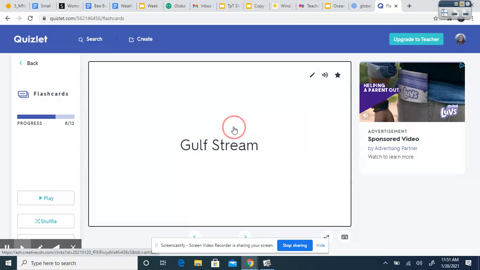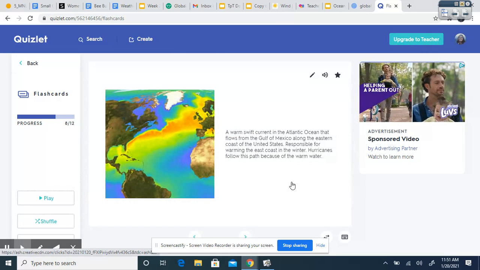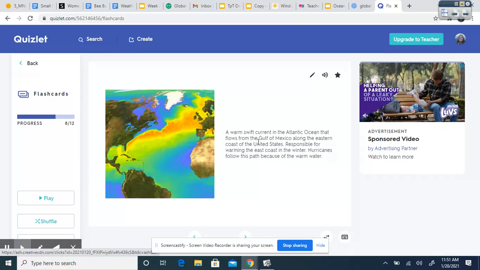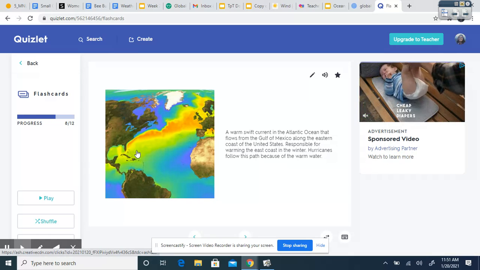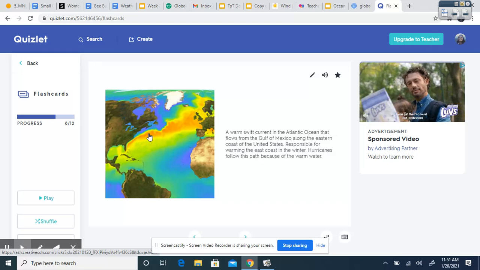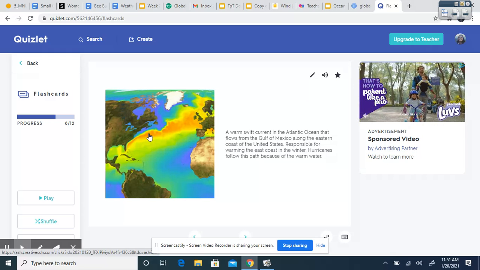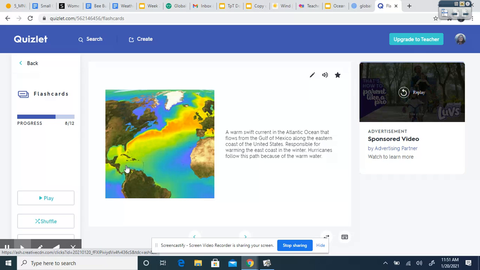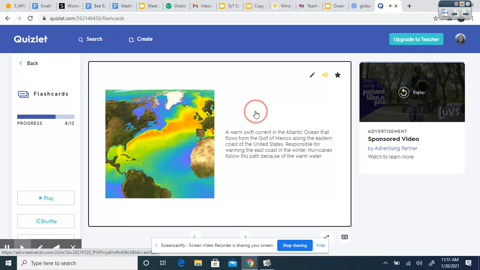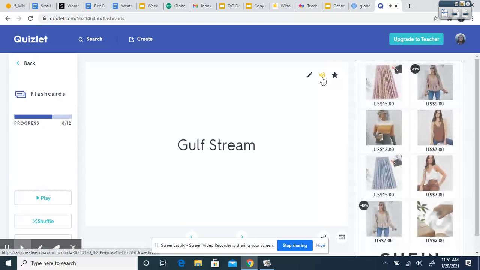So next we have Gulf Stream. So this is a warm, swift current in the Atlantic Ocean that flows from the Gulf of Mexico along the eastern coast of the United States, responsible for warming the East Coast in the winter. Hurricanes follow this path because of its warm water. So just remember that the Gulf Stream is flowing up from the Gulf of Mexico, and it is warming the eastern United States. A warm, swift current in the Atlantic Ocean that flows the Gulf Stream.